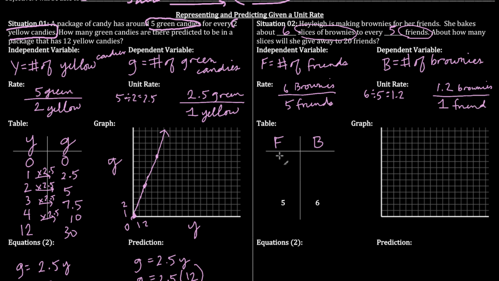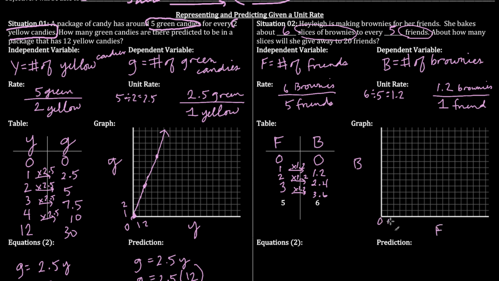1.2 brownies for every 1 friend. We know if you have no friends, then there will be no brownies. So 1 friend would be 1.2 brownies. 2 would be 2.4 brownies. 3 is 3.6 brownies. Alright, so we care about the brownies, or the topic, and there's the friends.